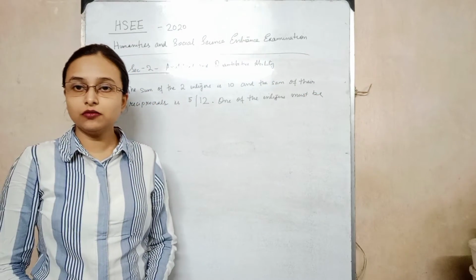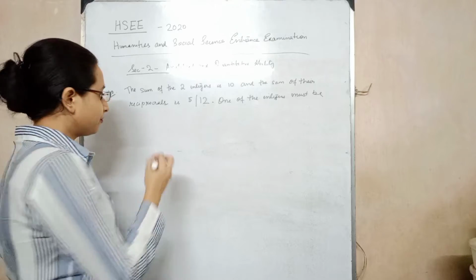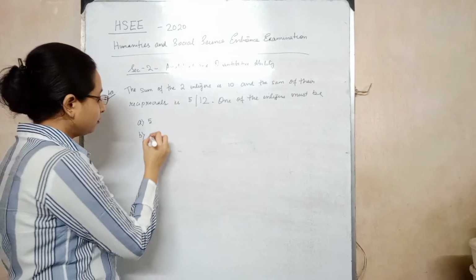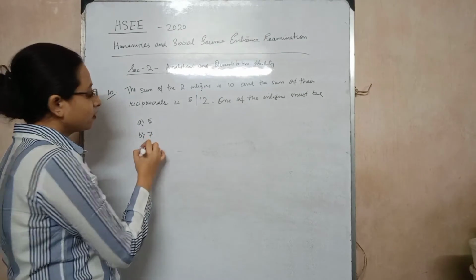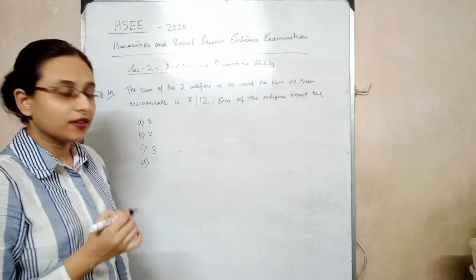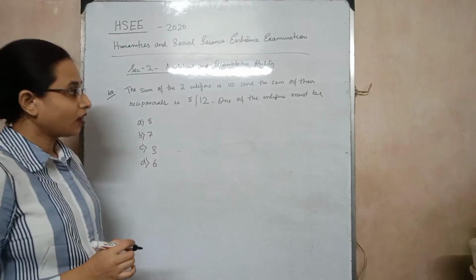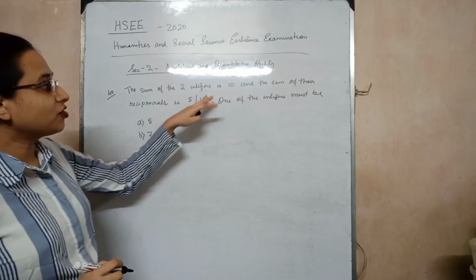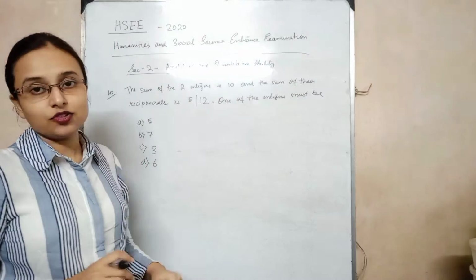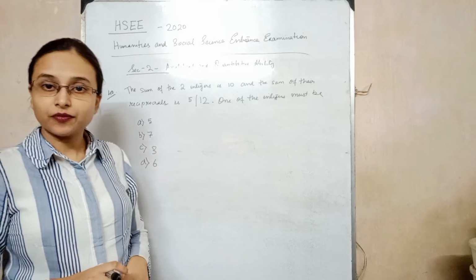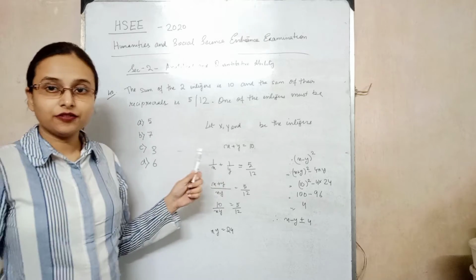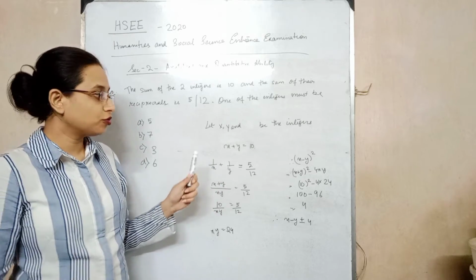Here come the options now. First option 5, second option 7, third option 3, and the last option is 6. Okay. The sum of two integers is 10 and the sum of the reciprocals is 5 by 12. One of the integers must be any of the following. Okay, so we will find out the answer. See, I have written down the answer for you all. Now let's go through this.